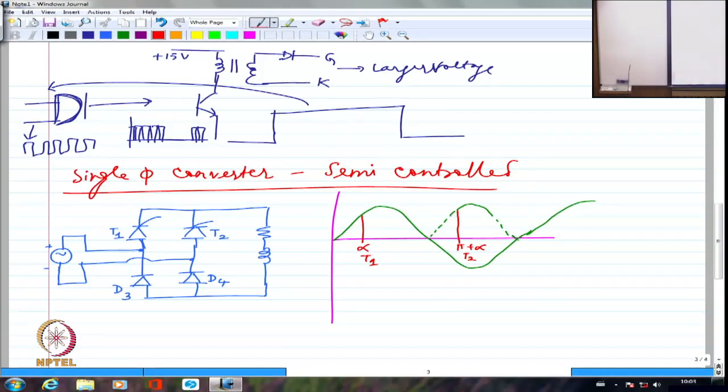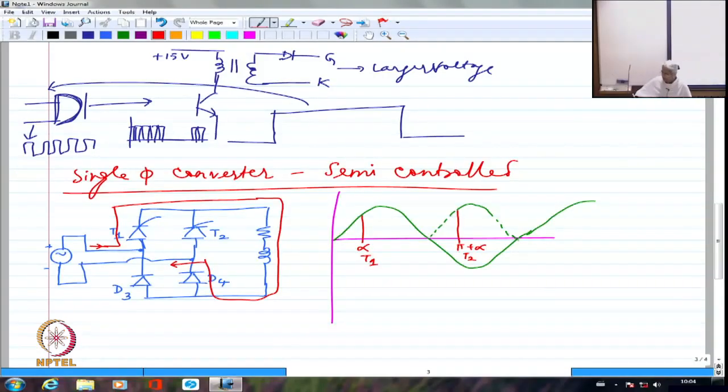Right. When I am having T1 fired, the conduction path is going to be like this. This will go like this. This will come through D4, because D4 hopefully is forward biased. You can check it. And then I am going to have the current flowing like this. From the power supply, it will go through T1, load, D4 and back to the power supply. That's how it is going to be. So we are essentially going to have a current like this.